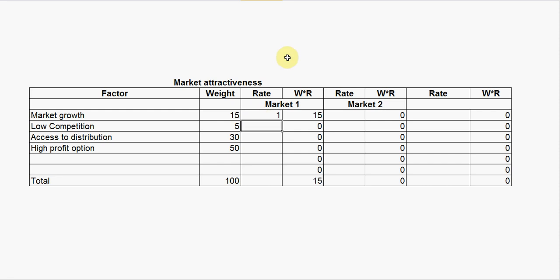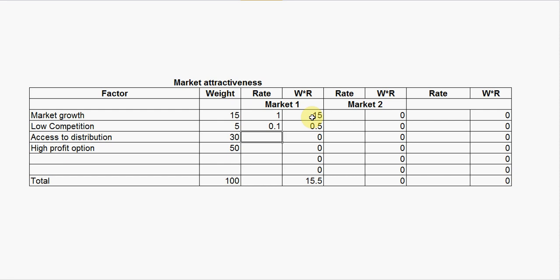We give ourselves 1. What I've got here in this next cell is a calculation. It's multiplying the 15 times the 1 to come up with that score of 15. Then we might say, okay, we're going to look at the competition, and let's say there's not much competition. We're going to give that market 1 out of 10. Sorry, in this example, there is lots of competition, so it doesn't actually get a very high score.